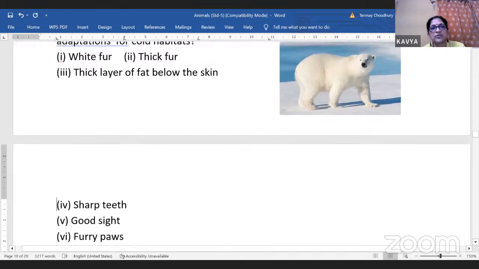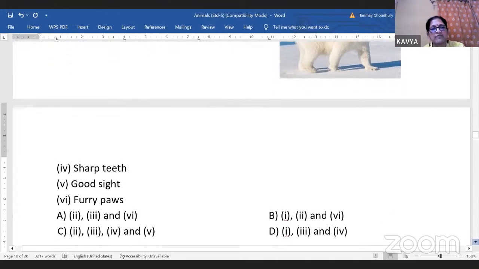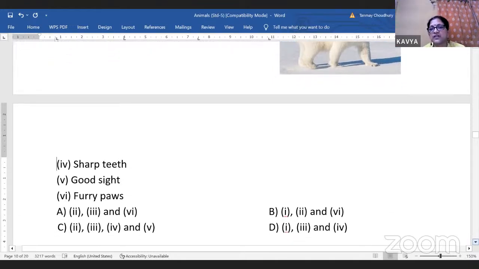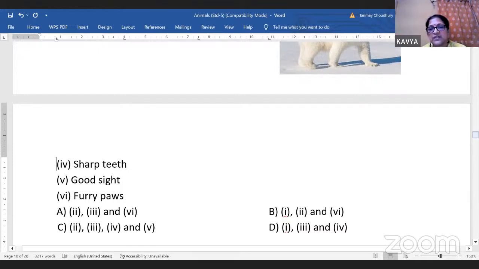So the entire question I'll show you. White fur, thick layer of fat below the skin, and sharp teeth, good sight, furry paws. Now you can see the paws here, the paws with which it is walking. It helps the polar bear to not slip on ice. Just under the paws, it has got some hair present so that it doesn't skid on ice. It doesn't slip on ice. So one of these adaptations is furry paws.